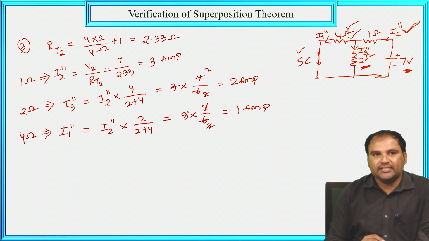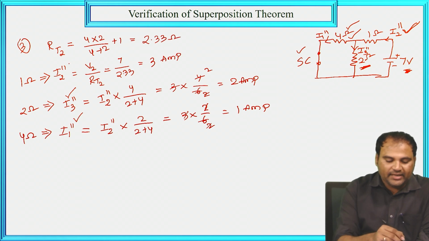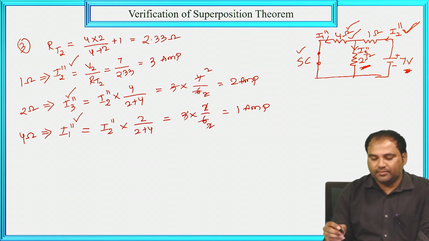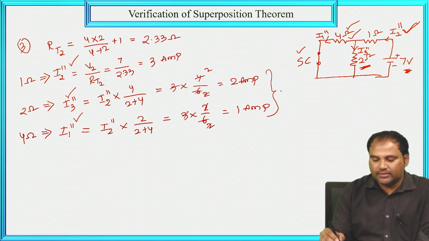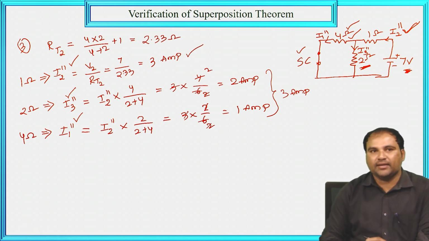Here also you can see, if we add I3 double dash and I1 double dash, we get I2 double dash. So 2 plus 1 is 3 amperes. If you add these two, we get the total current, that is 3 ampere. Okay, here is step number 3.